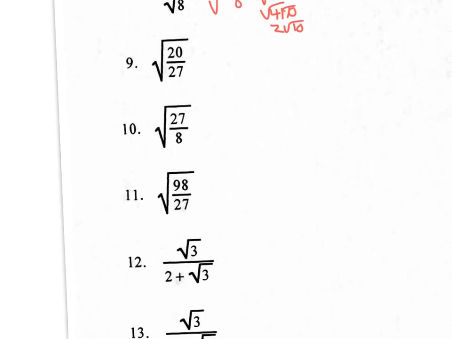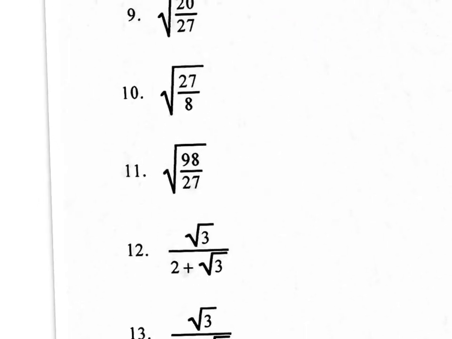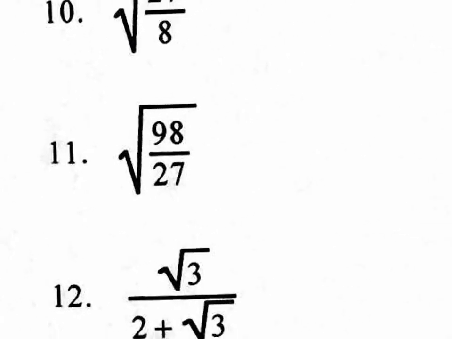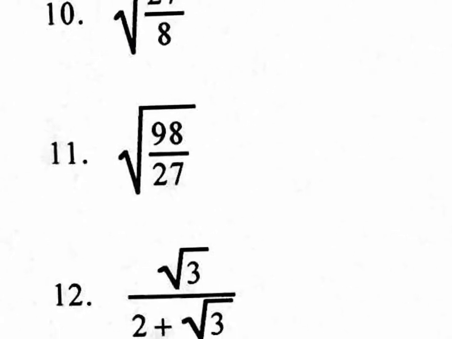Let's jump to something more fun. Kind of like, let's do 11 and 12 maybe. Start with 11. Now, first of all, 98 divided by 27 doesn't work. So what we need to do is split the root, and we're going to have the square root of 98 over the square root of 27.